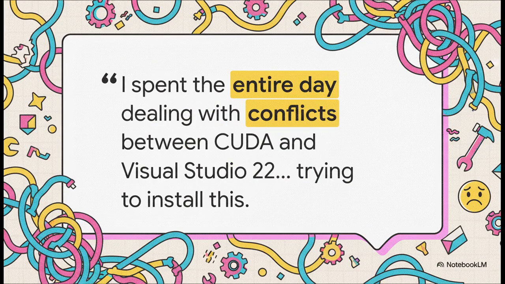And look, this isn't just some abstract, theoretical problem. This is a real quote from a real user on the front lines battling what we all know as dependency hell. So if you felt this exact frustration, believe me, you are not alone. This is what happens when you're working on the absolute bleeding edge. It demands a very, very specific setup.